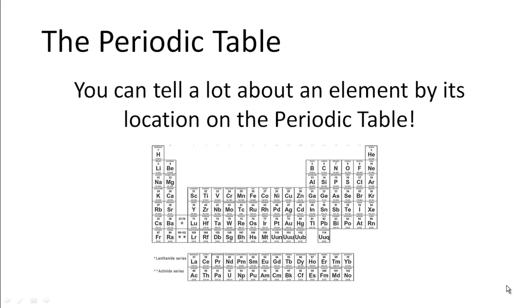The periodic table. You can tell a lot about an element by its location on the periodic table. The periodic table is an extraordinarily useful tool for chemists. Just by looking at the location of the elements, you can not only tell the characteristic properties of the element, but also predict how it will react with other elements. So let's become familiar with the periodic table.